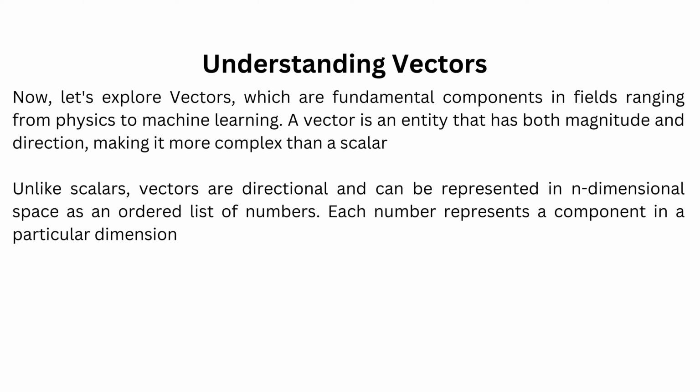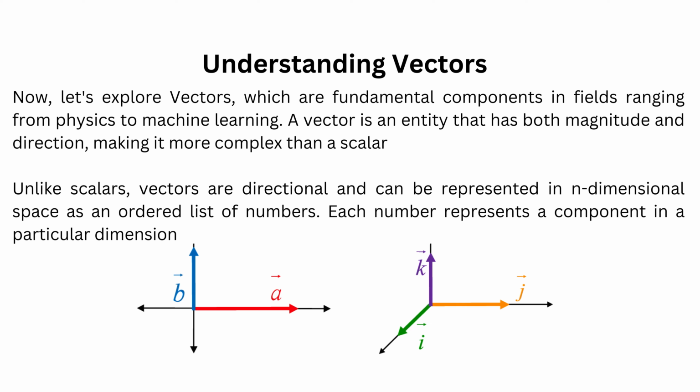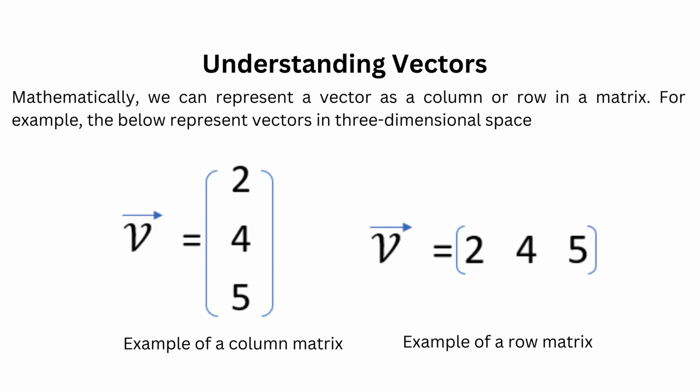Now, let's explore vectors, which are fundamental components in fields ranging from physics to machine learning. A vector is an entity that has both magnitude and direction, making it more complex than a scalar. Unlike scalars, vectors are directional and can be represented in n-dimensional space as an ordered list of numbers. Each number represents a component in a particular dimension. Mathematically, we can represent a vector as a column or row in a matrix. For example, the below represent vectors in three-dimensional space.